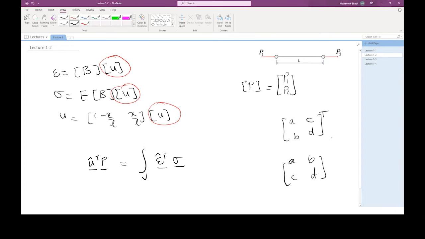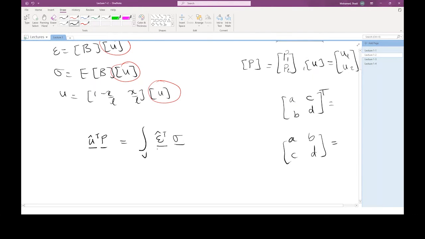So this is the transpose of this matrix here. In order to be able to multiply the forces and the displacement, you see that the displacement is also a column matrix, so you need to have the transpose of that. You cannot multiply two column matrices. So in this case, I'm going to expand these terms in there.